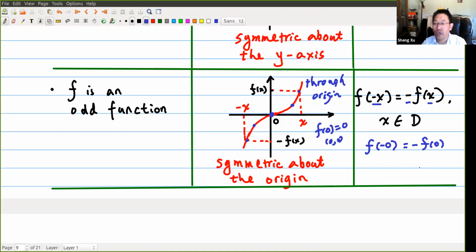So what does that tell you? But we know negative 0 is just 0, right? So f(0) is equal to negative f(0). Does that make sense to you? A number equal to the opposite of itself must be 0, right? So you have 2f(0) equal 0, and that means f(0) is equal to 0. See? It's through the origin, okay?